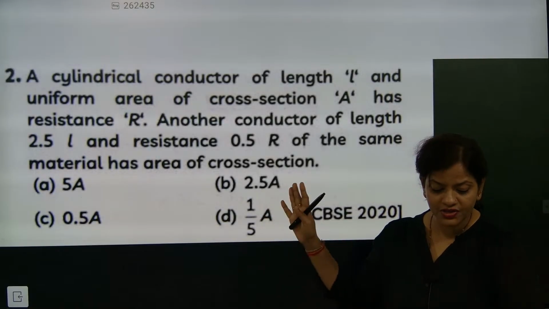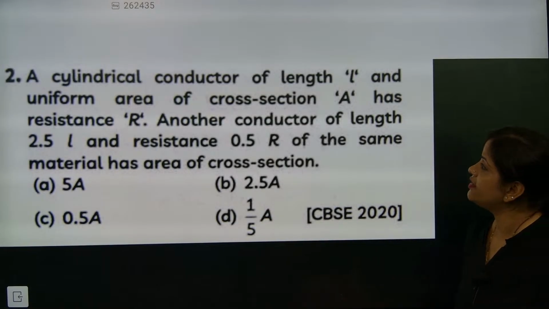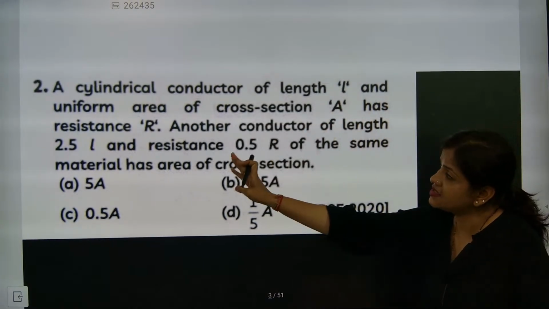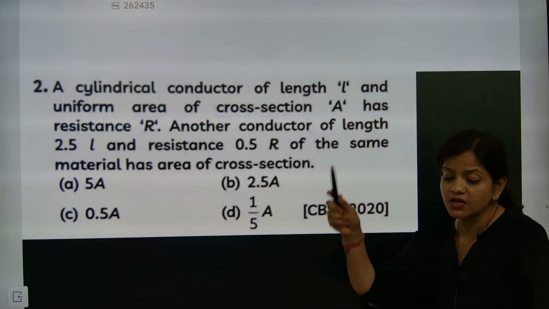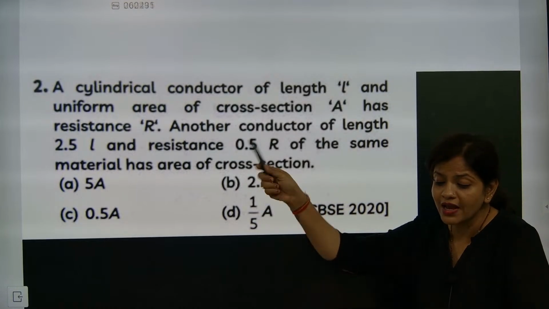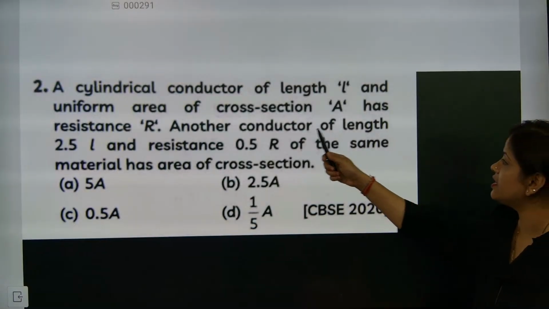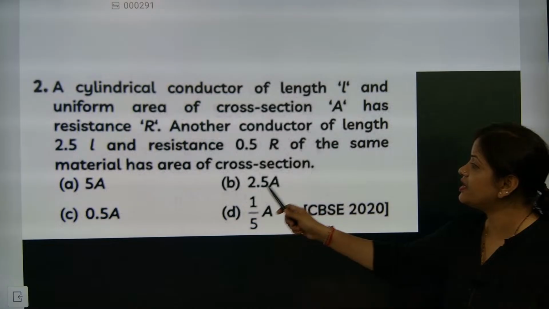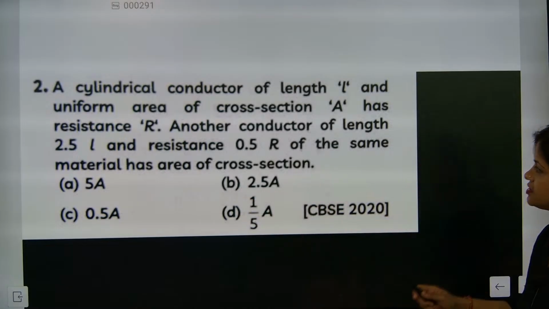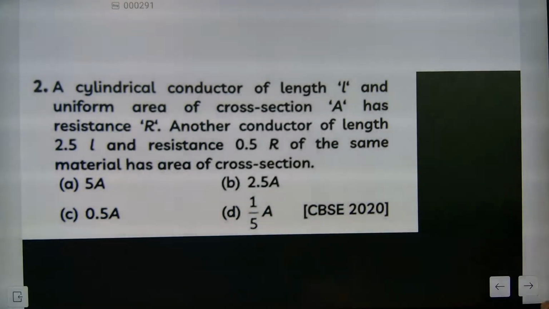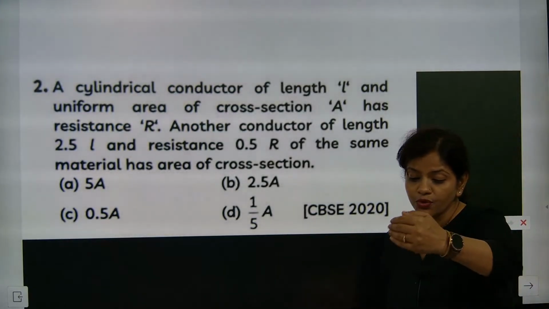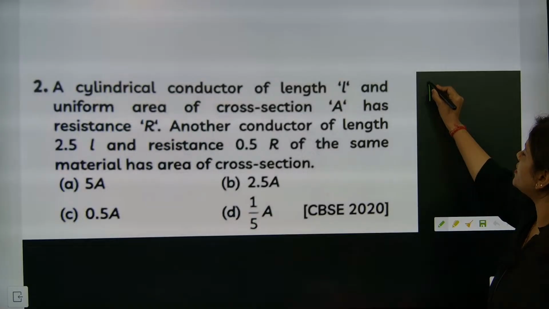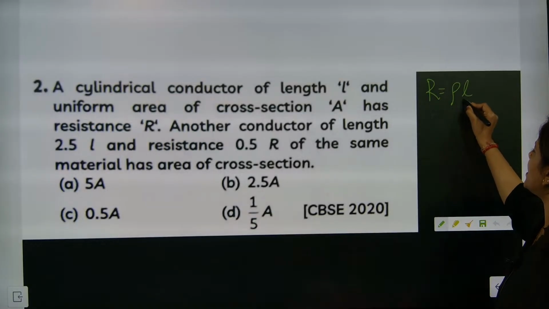Again another CBSE 2020 question. Children, try to solve this question. Look here. A cylindrical conductor of length L and a uniform area of cross section A has resistance R. Immediately write the formula R is equal to rho L by A. Understood? After that, another conductor of length 2.5 L and resistance 0.5 R of the same material has area of cross section what? So now, beta, we are going to immediately solve with R is equal to rho L by A.